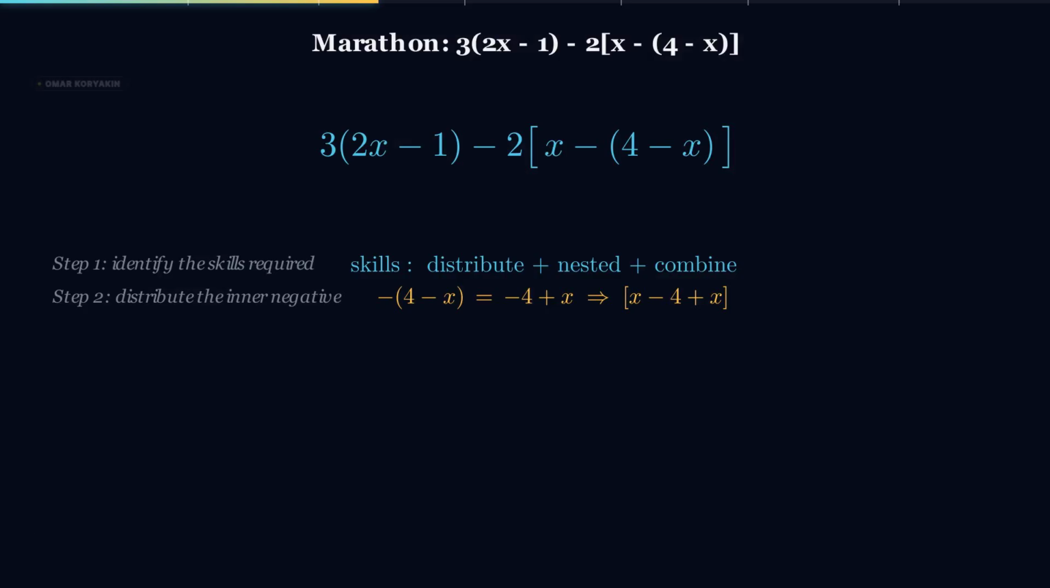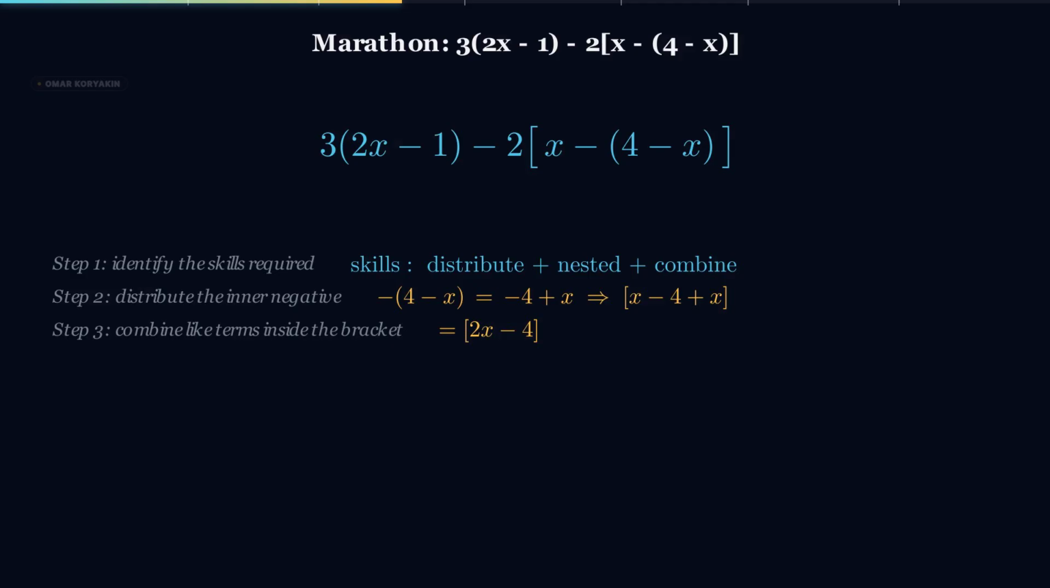The phrase minus the quantity 4 minus x becomes minus 4 plus x because the negative flips the sign of every term inside. Substituting back, the bracket now reads x minus 4 plus x. Step 3. Combine the like terms inside the bracket. The x terms combine to 2x, and the constant negative 4 stays. The bracket simplifies to 2x minus 4.